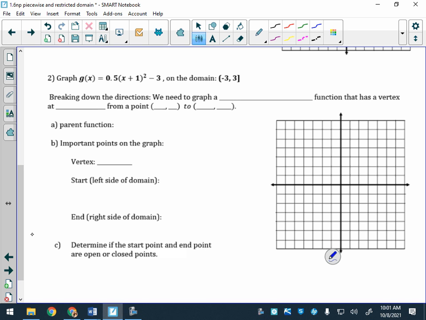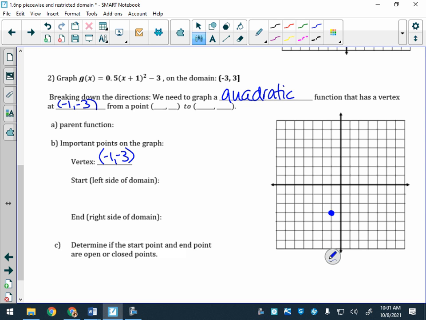Okay, what graph is this? What equation is this? Eleanor? It's a quadratic, good. It's a quadratic function that has a vertex of what, Kaylin? Good, -1, -3. Okay, -1, -3. That's our vertex. All right.